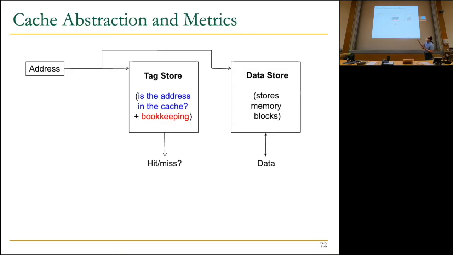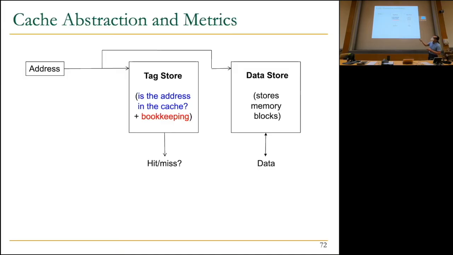The tag store responds to queries like this: is the address in the cache? If I want to kick out some block from the cache, which one should I kick out? So it stores some bookkeeping information in terms of which memory block is recently used or frequently used, etc. There are different ways of handling it, as we will see. But basically, you query the tag store with an address and get a hit or miss signal. If you get a hit signal, then you take the data out of the data store.